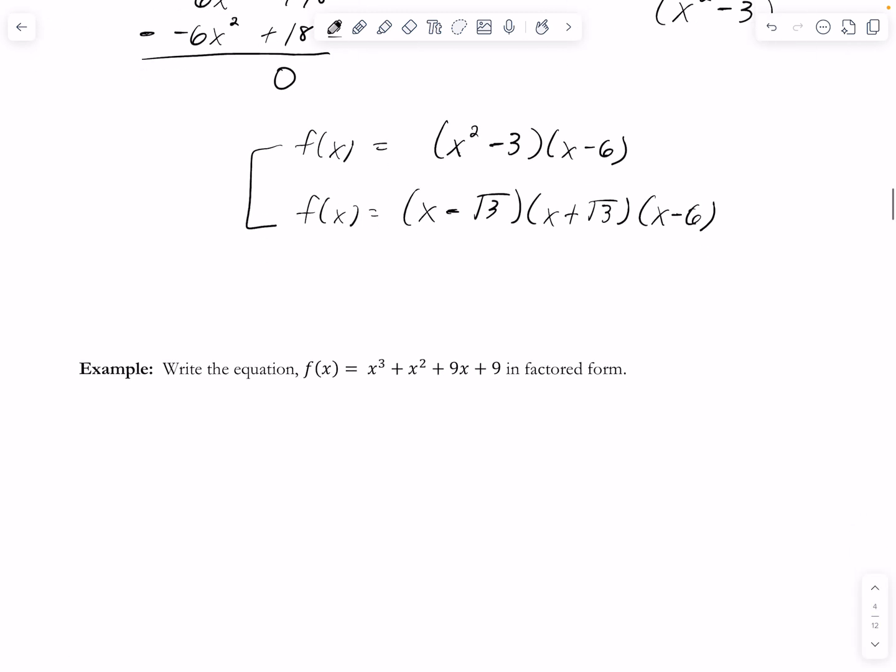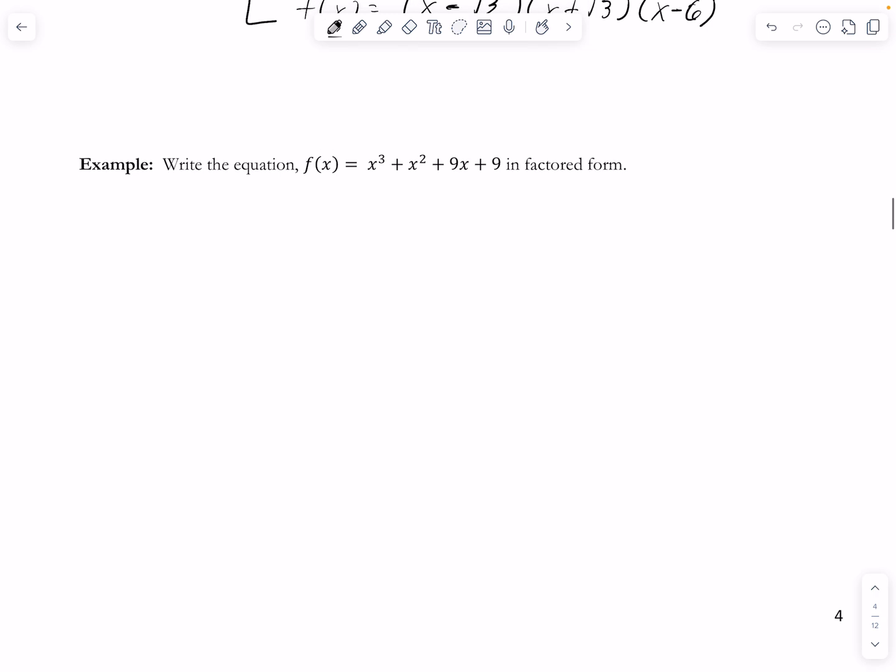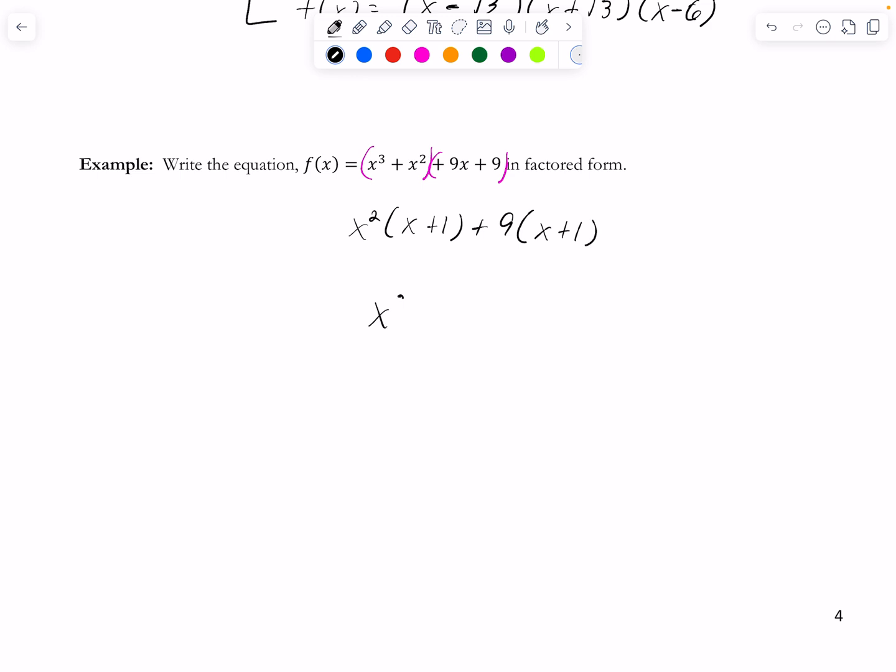Okay, last one. I am going to go ahead and just try factoring by grouping. I always try to factor first if I can. So factoring by grouping, I have x squared times x plus 1 in that first group. Factor out a 9, I get x plus 1. So this is x squared plus 9 times x plus 1.